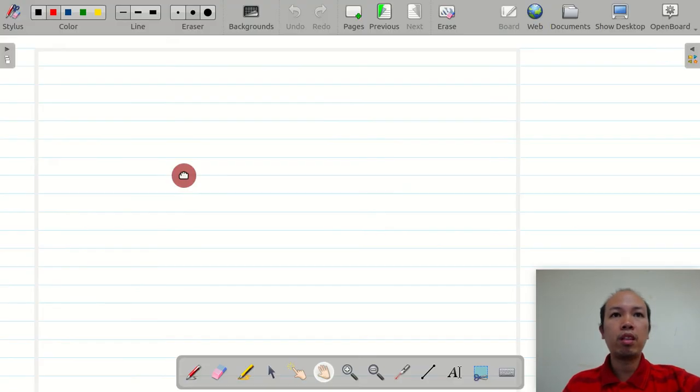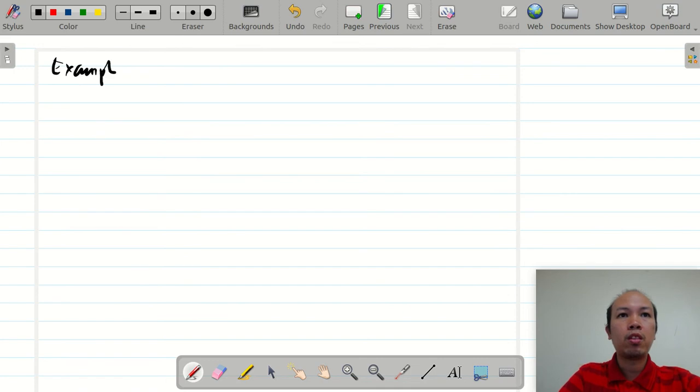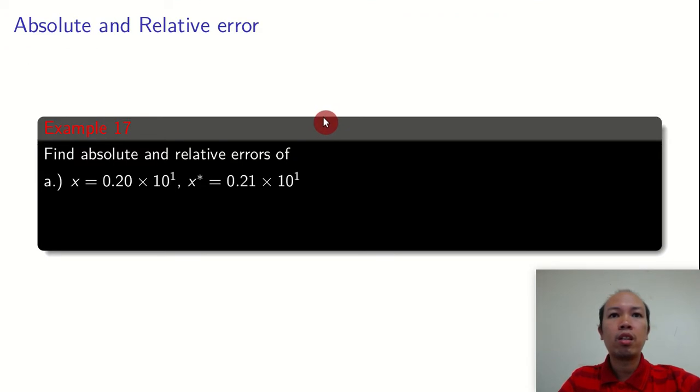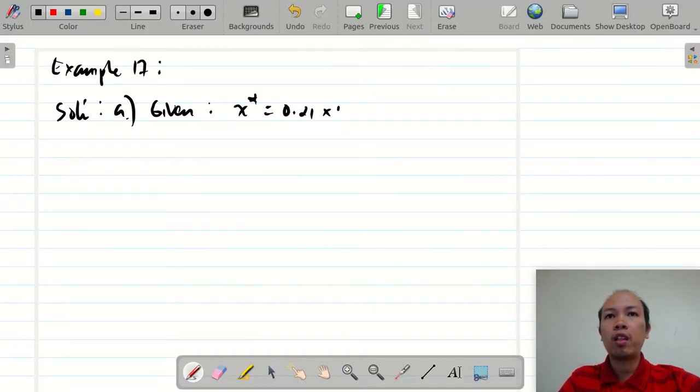Example 17, we have the solution for letter A. Our given x asterisk is 0.21 times 10 to the 1. Our x is 0.20 times 10 to the 1. Okay, solution.